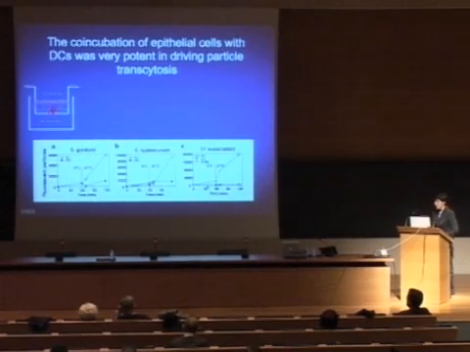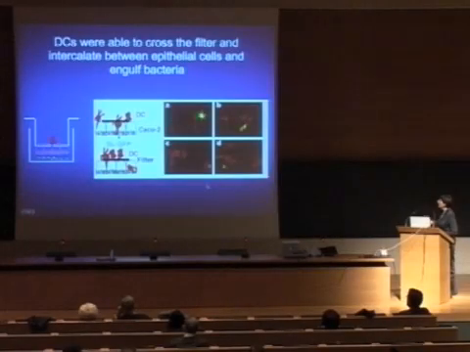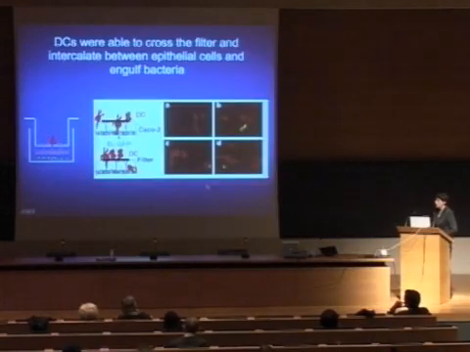enterocytes into M cells. But then, when we looked closely by confocal microscopy at these filters, we found that these dendritic cells actually were crossing the filter and were going through the epithelial cells, and were actually contacting directly the bacteria from the luminal side. Now the bacteria are in green and the dendritic cells are in red, and you can see here that the dendritic cells are contacting the bacteria, and they are also in the process of internalizing the bacteria. So it was completely different from what we expected. We were expecting these epithelial cells to transform into M cells, but actually we found that the dendritic cells were crossing the epithelium and were interacting with the bacteria.